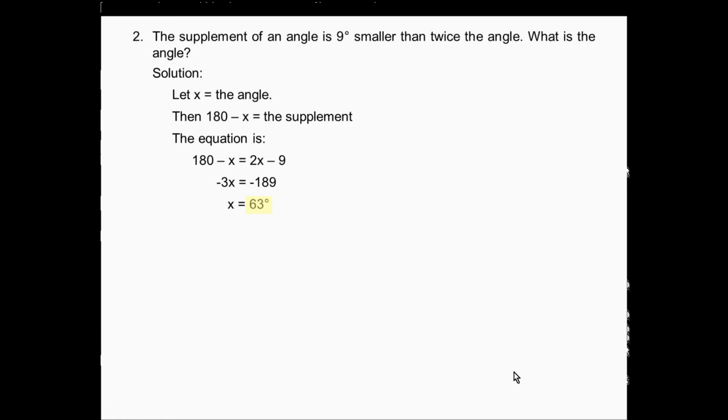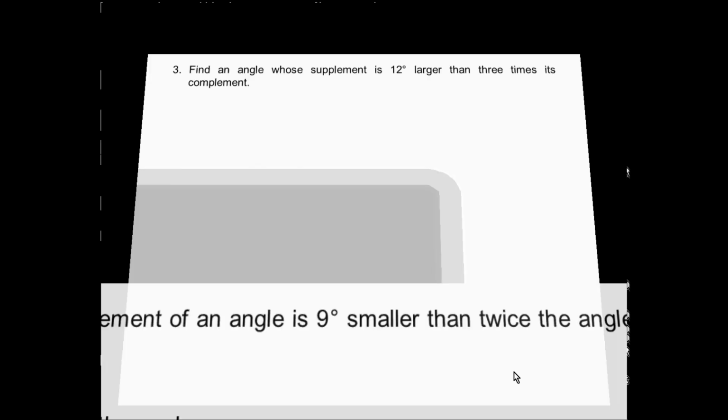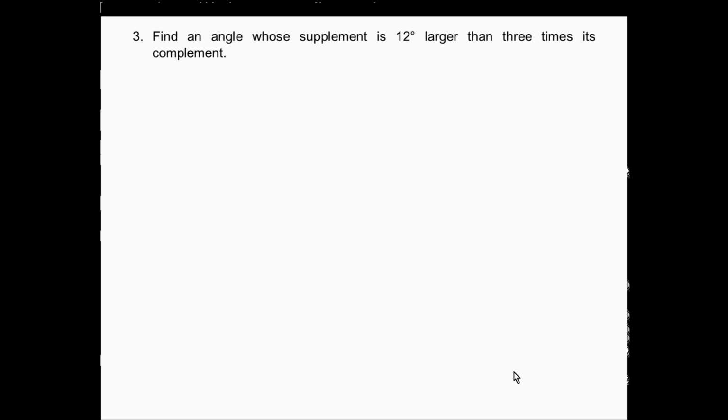Okay, I got one more example. Number 3. Find an angle whose supplement is 12 degrees larger than 3 times its complement. Now do notice, I want to find an angle. Call it x. I see both words, supplement and complement. So the complement, remember, is 90 minus x. The supplement is 180 minus x. I need both because both words are in the problem.